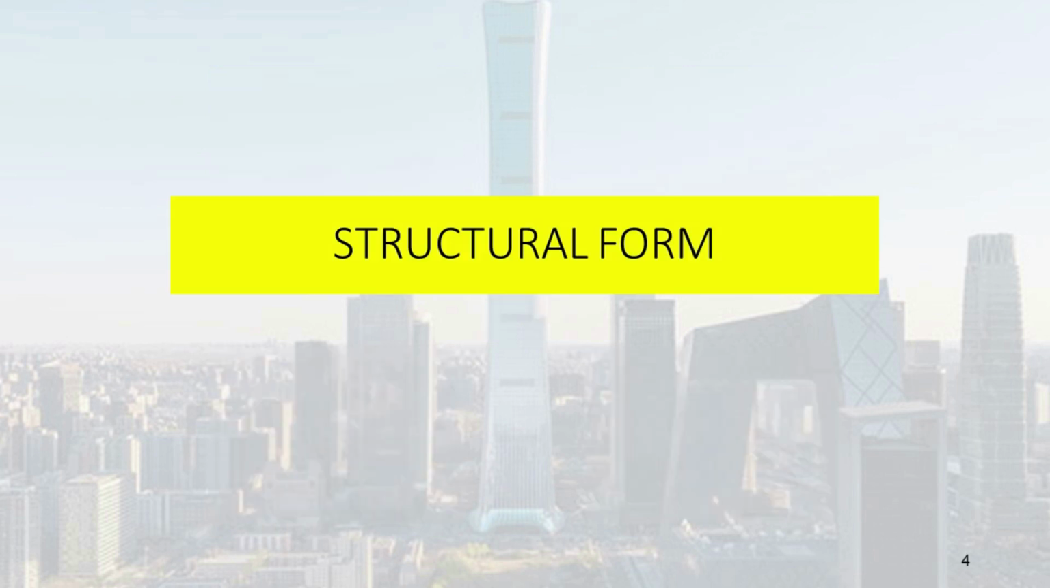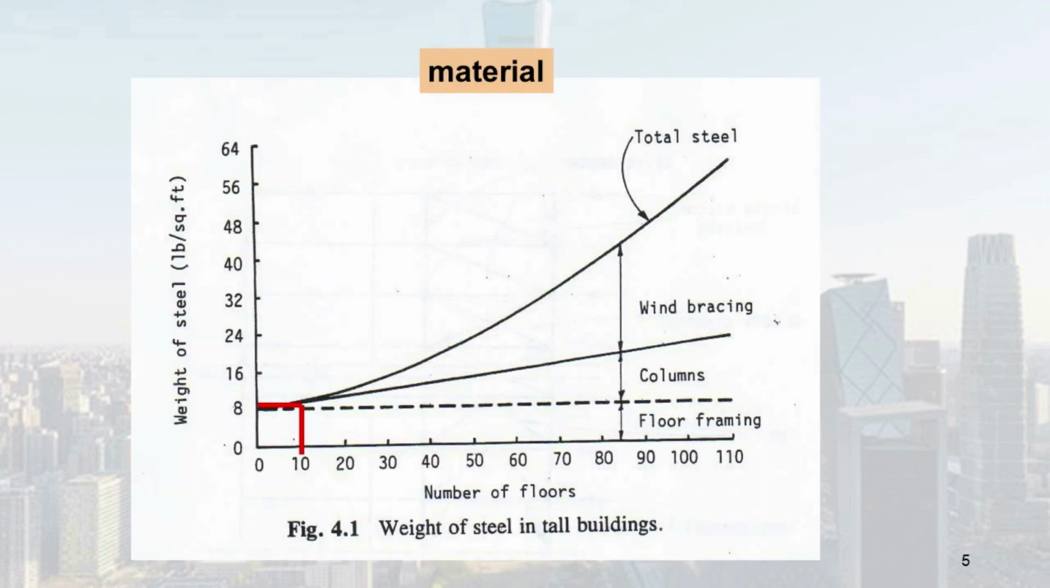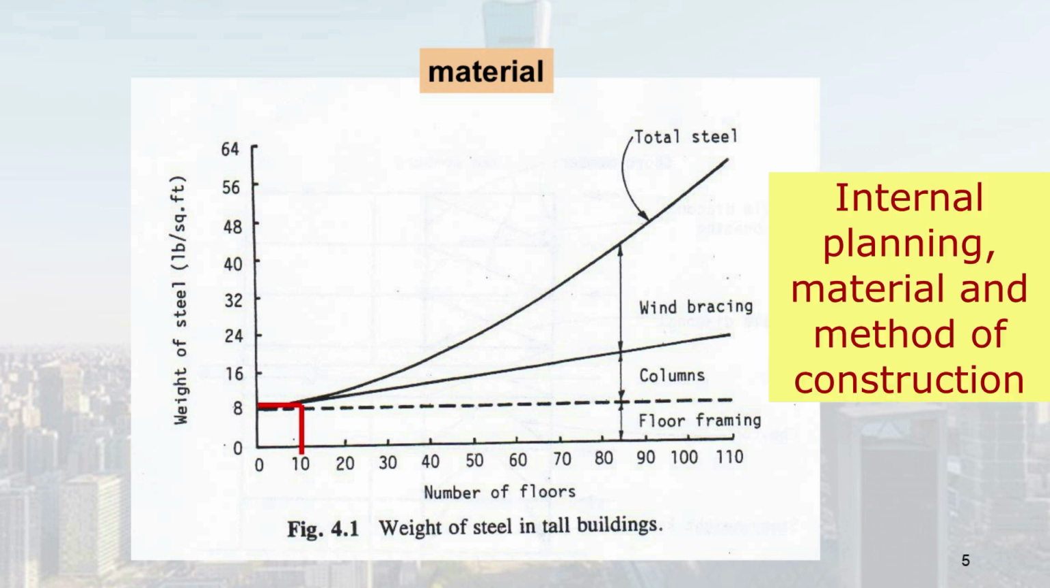Alright, students, how do we select the suitable structural form in designing a tall building? Any idea? For your information, selection of the structural form involves selection and arrangement of major structural elements to resist loads effectively. This includes internal planning, material and method of construction.